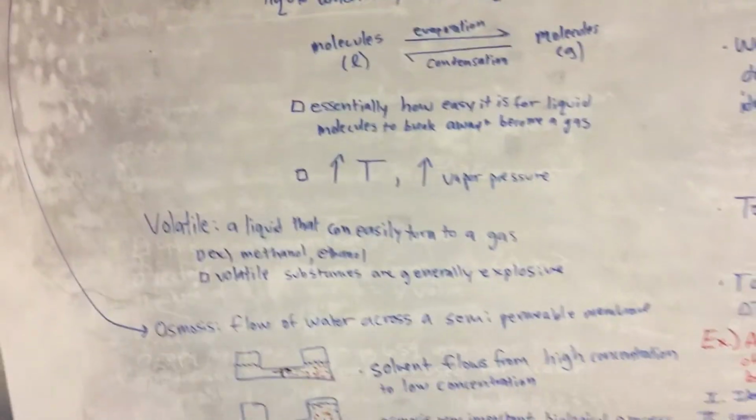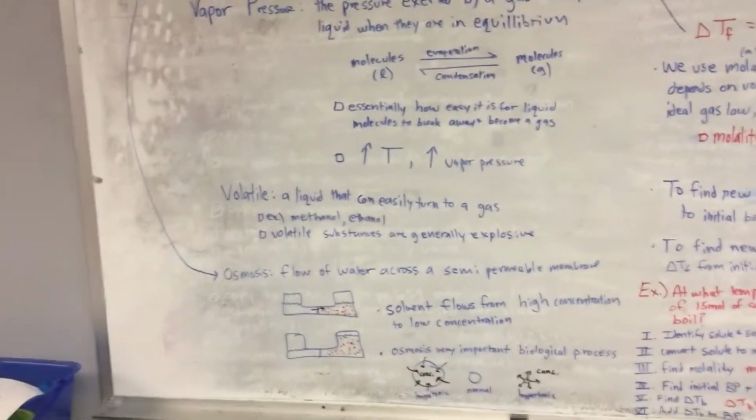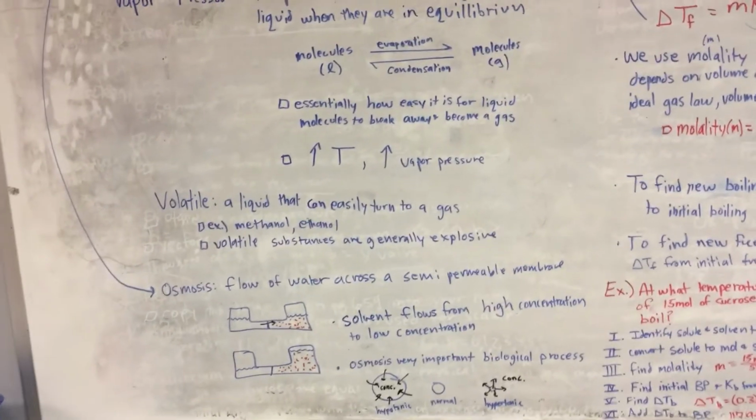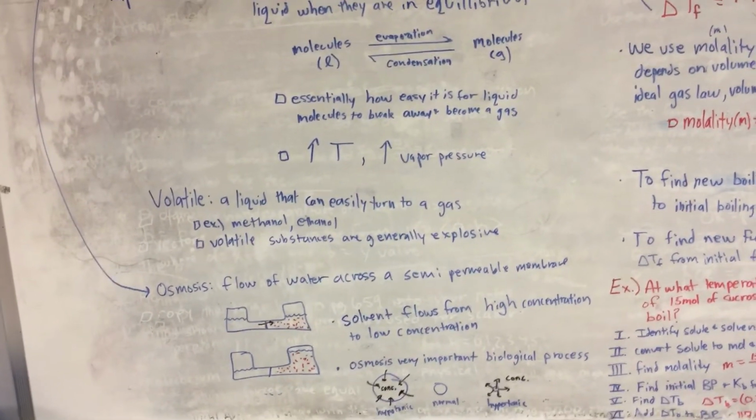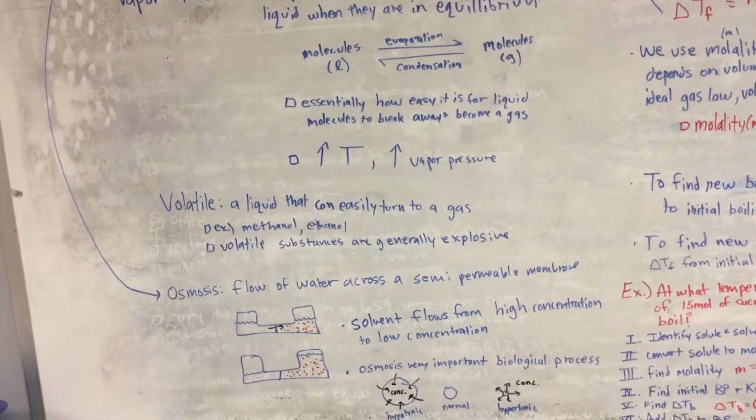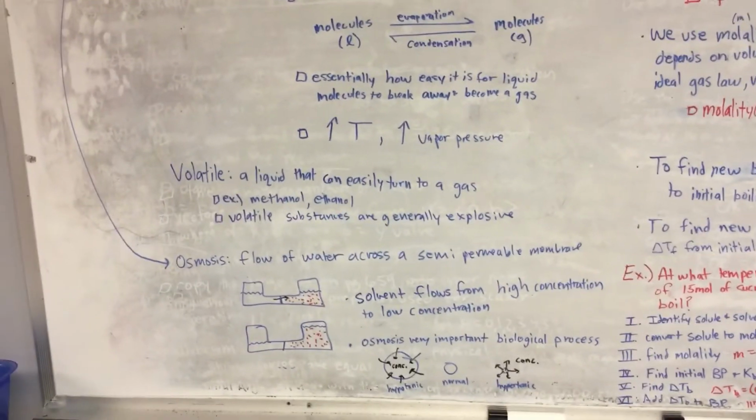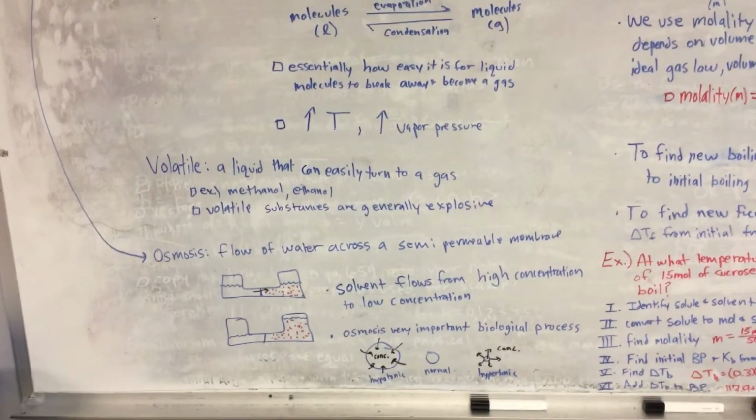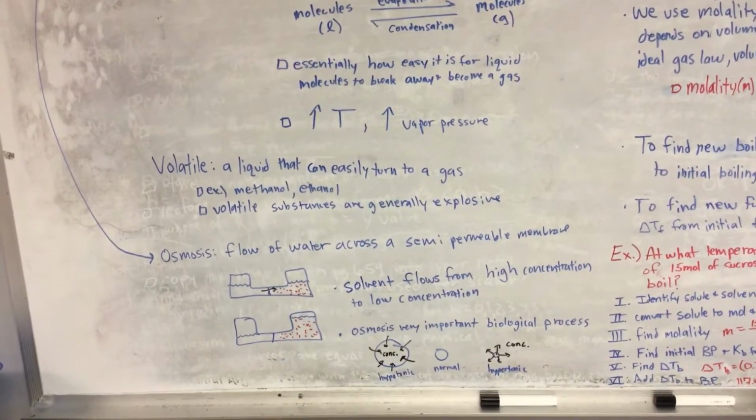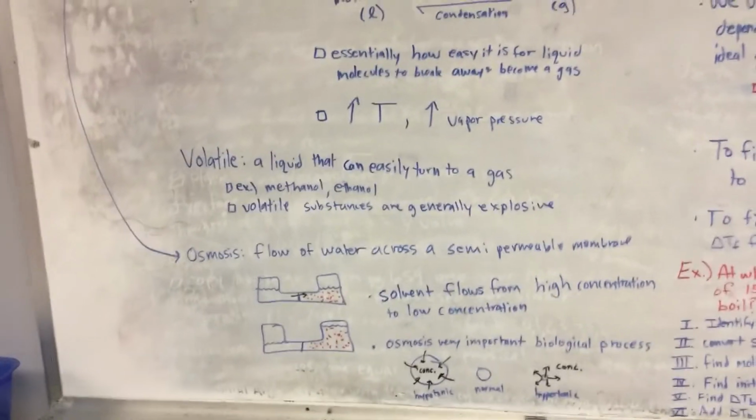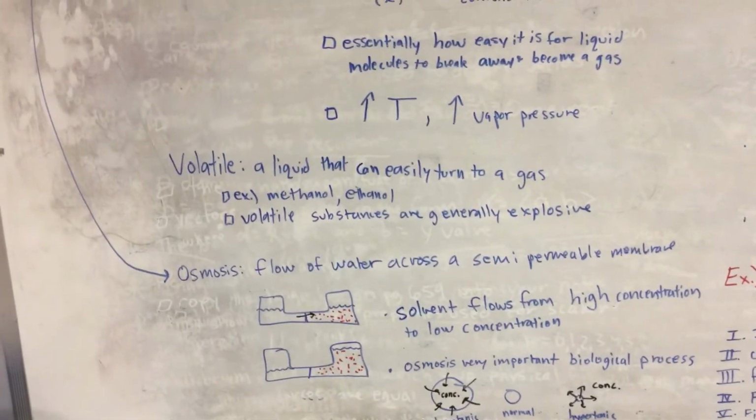So, because of this, whenever the temperature increases, the vapor pressure will also increase. Whenever the temperature increases, the kinetic energy of the molecules increases. They're moving around more, and because they're moving around more, they're more likely to be able to break away. When they break away, they become a gas and then start exerting a pressure on the rest of the molecules in the liquid.